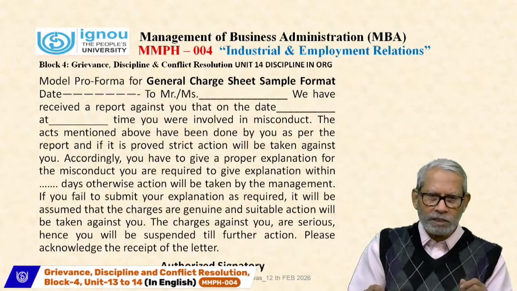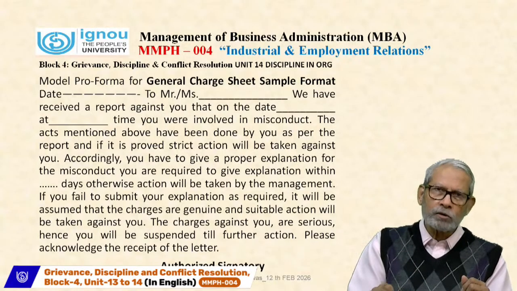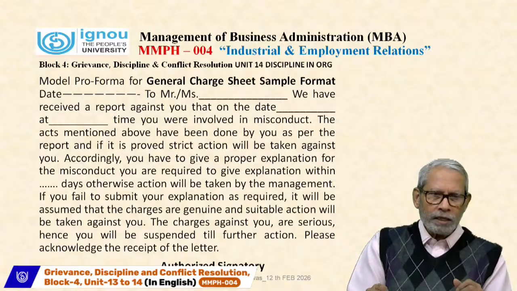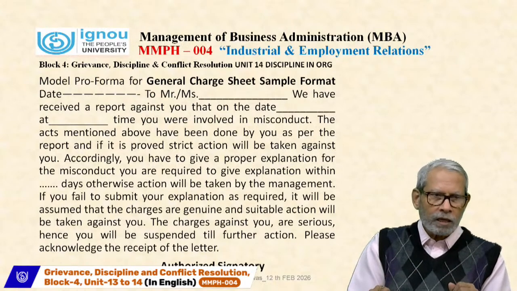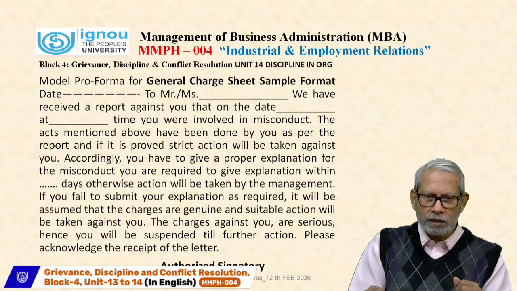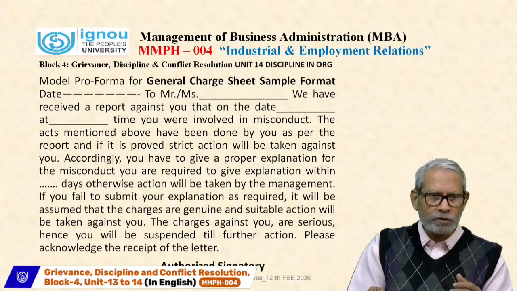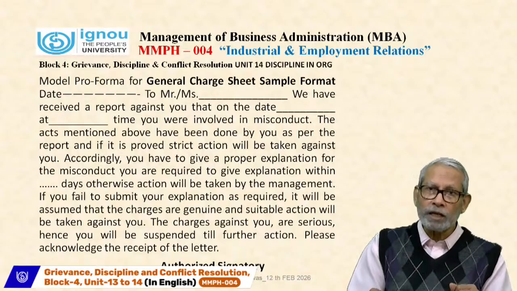So a model form, a general charge sheet sample format, is given. A date should be there, and so-and-so's name, and it should be a report against somebody, with the date. Then the time you were involved in the misconduct, with factual details, and the report should be like this. According to this, you have to give a proper explanation. You have to give the person a chance to explain the things, and accordingly have a proper explanation for the misconduct, otherwise action will be taken by the management.